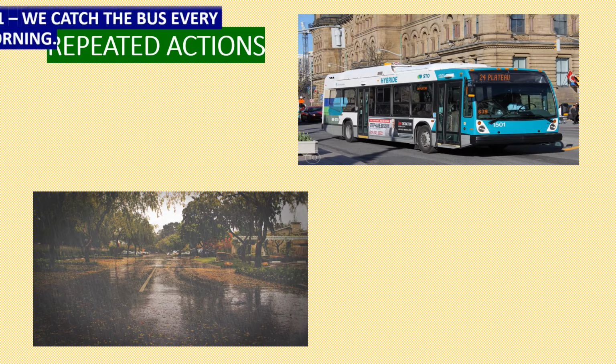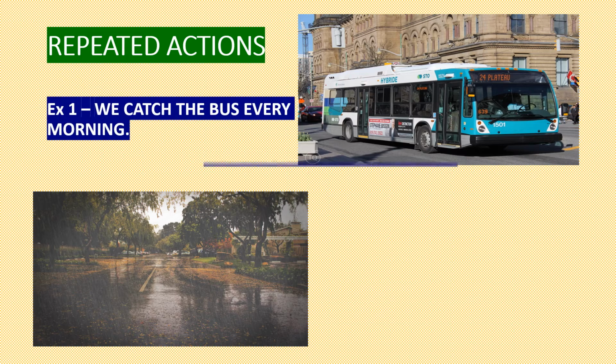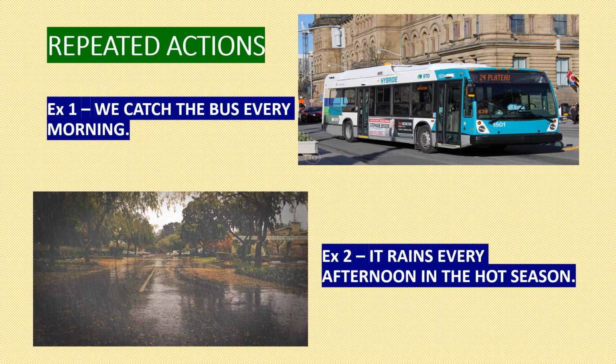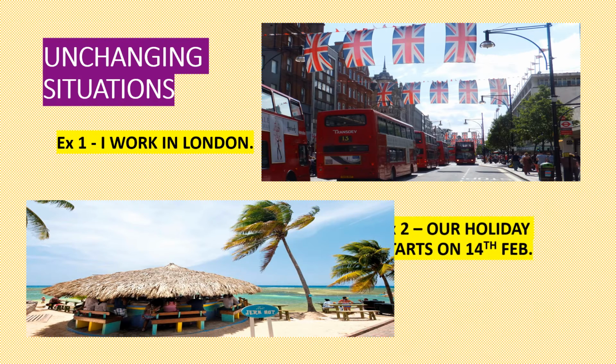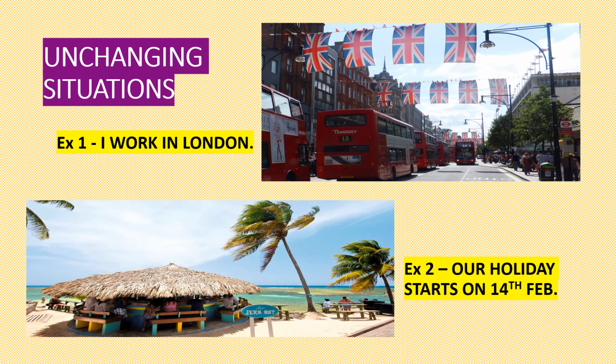The third is repeated actions. For example, we catch the bus every morning, or it rains every afternoon in the hot season. It is also used for unchanging situations. For example, I work in London, or our holiday starts on the 14th Feb.